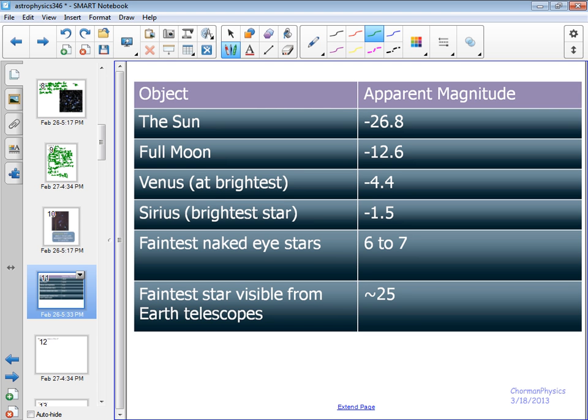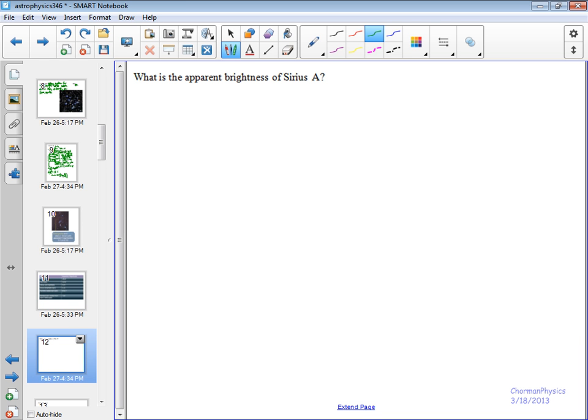So here we go. Sirius is the brightest star in the night sky with an apparent magnitude of negative 1.5. Venus, when it's at its brightest in the sky, is negative 4.4. The Sun, negative 26.8, the brightest object obviously in the sky. The faintest stars that you can see are 6 or 7, as the Greeks identified them, and the faintest stars we can see with telescopes from Earth are about positive 25.